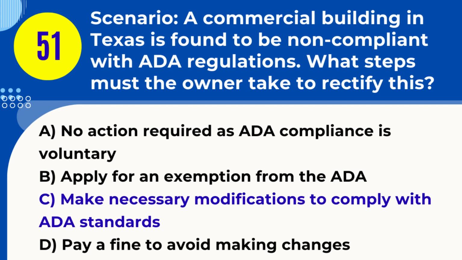Answer: C. Make necessary modifications to comply with ADA standards. Explanation: If a commercial building in Texas is found to be non-compliant with the Americans with Disabilities Act, ADA regulations, the owner is required to make necessary modifications to meet ADA accessibility standards.